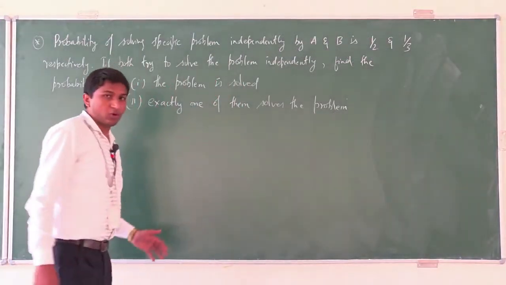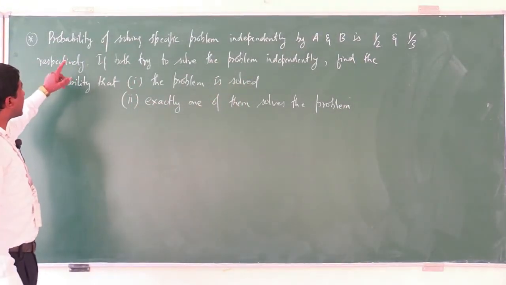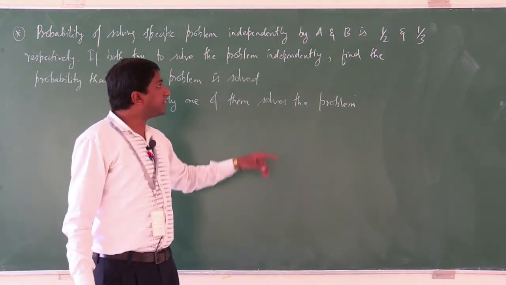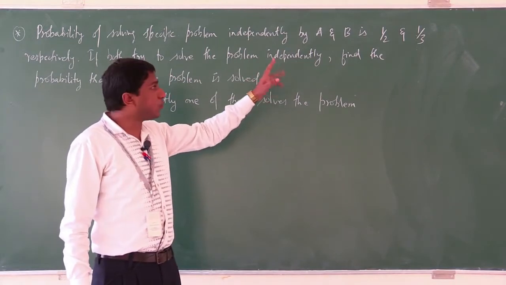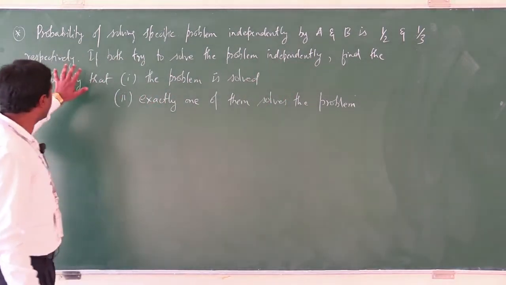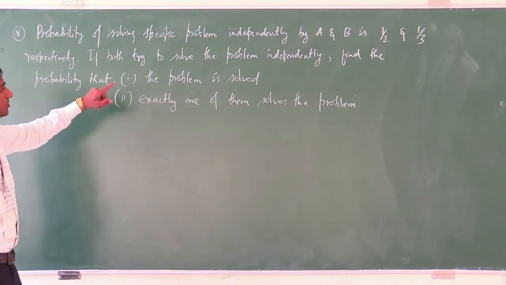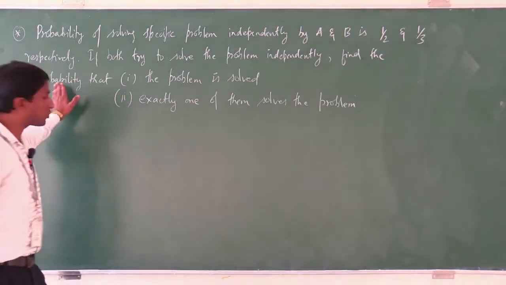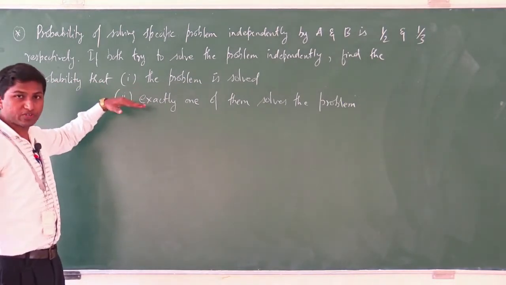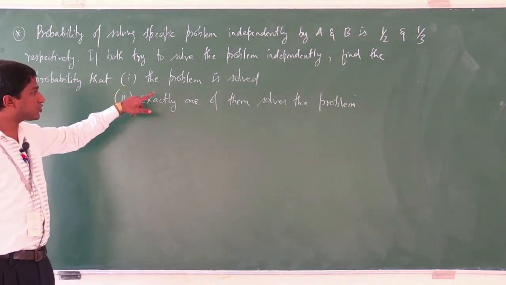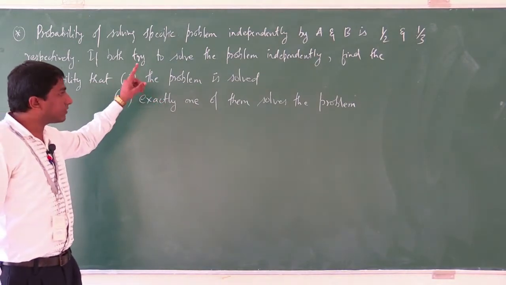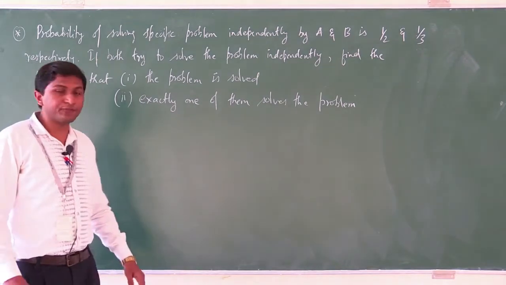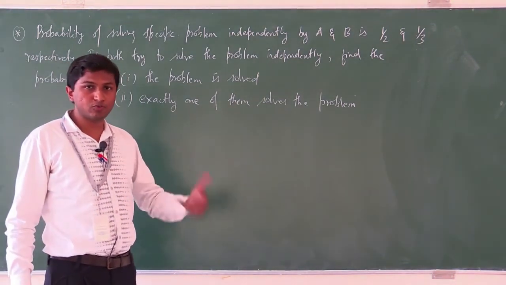Moving on to the next problem. This problem states that the probability of solving a specific problem independently by A and B is 1 by 2 and 1 by 3 respectively. If both try to solve the problem independently, find the probability that there are two sub-questions. Sub-question 1 asks us to find the probability that the problem is solved. Sub-question 2: exactly one of them solves the problem.